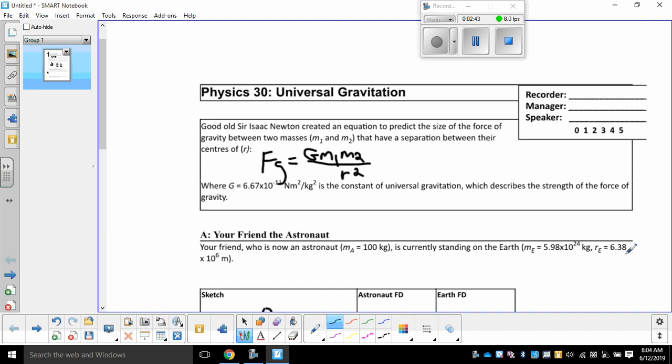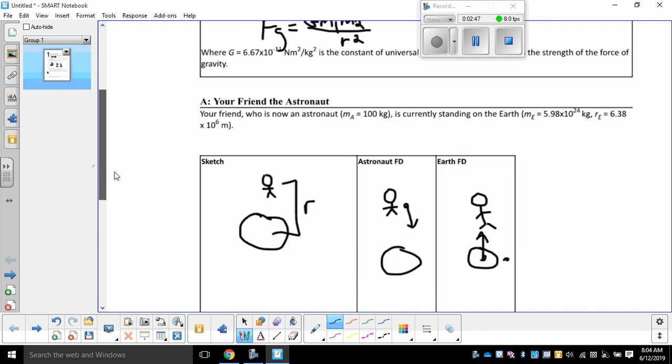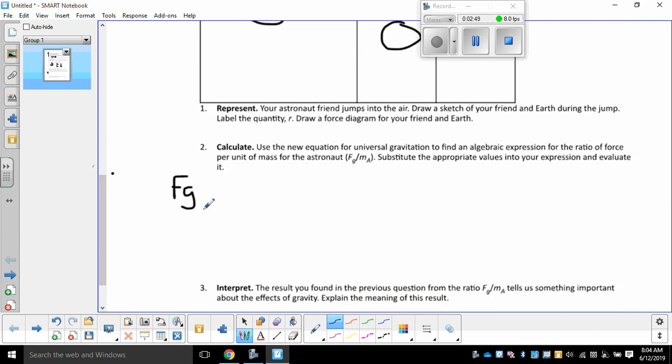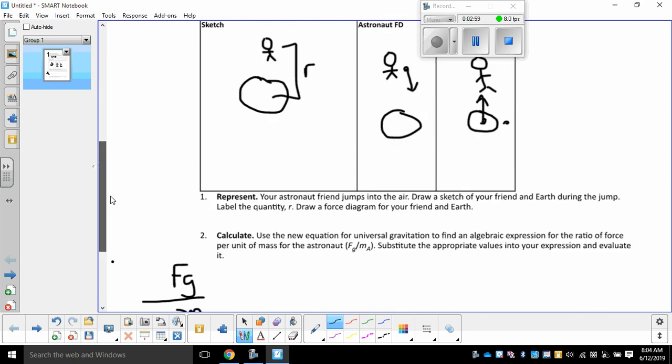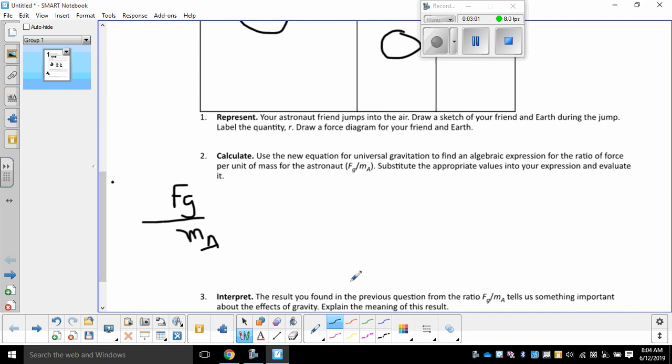Then I want you to take whatever value you found and divide by the mass of the astronaut. In this case, the mass of the astronaut, we said, was 100 kilograms. I want you to use correct units, and then you're going to find something kind of interesting. A number we've seen before is going to come out. So be careful with your units there.